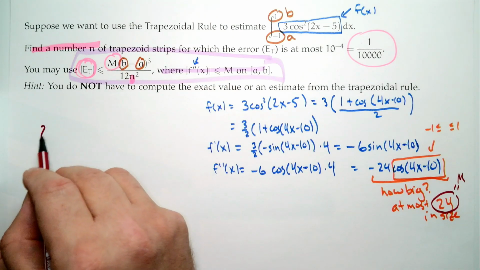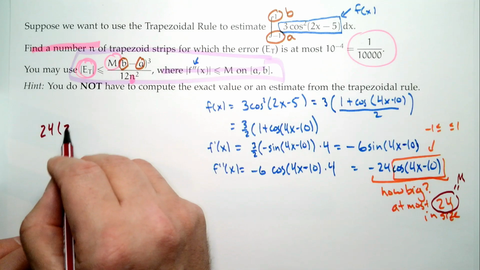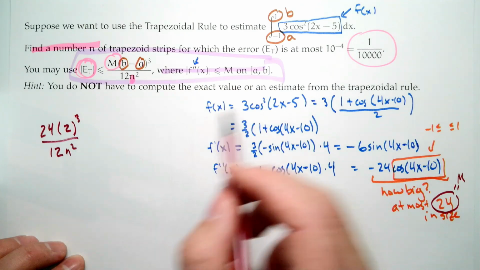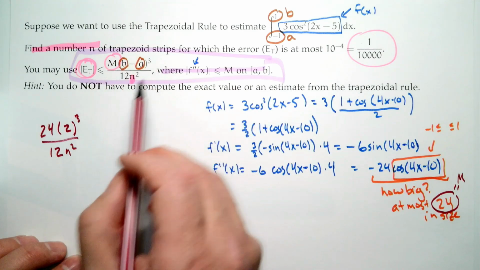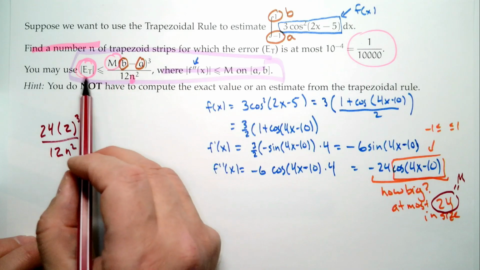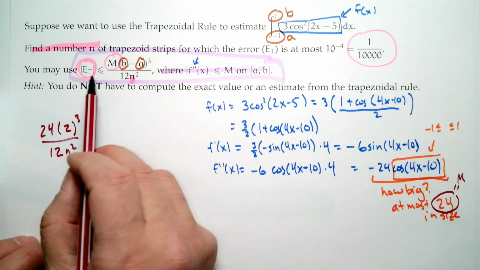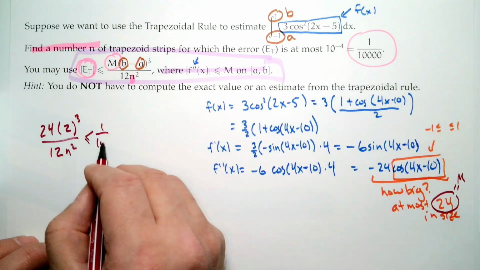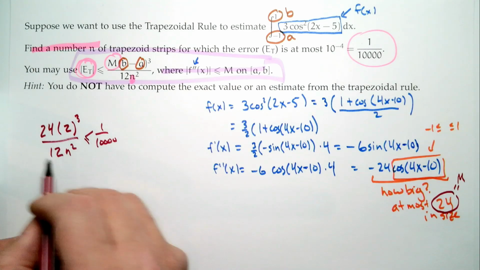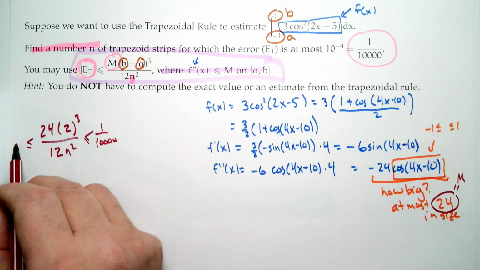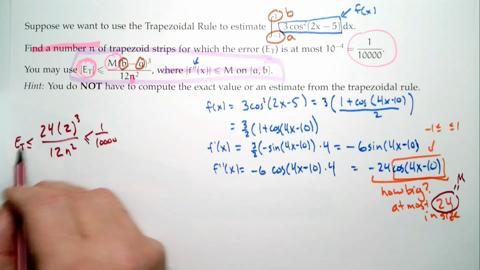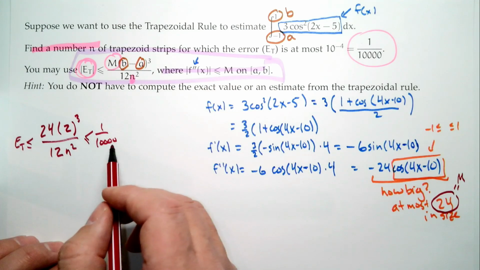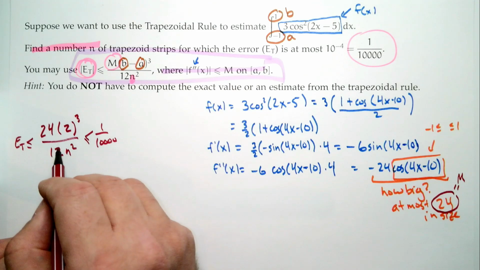So we have 24 times 1 minus minus 1, which is 2 cubed, divided by 12 n squared. That's this piece, this M times b minus a cubed over 12n squared. We know that's an upper bound for error. We want our error to be at most 1 over 10,000. So we say, look, make 1 over 10,000 bigger than this expression. Because our error is below our expression here. So if we can make this expression less than the number we want, then our error is definitely less than what we want.